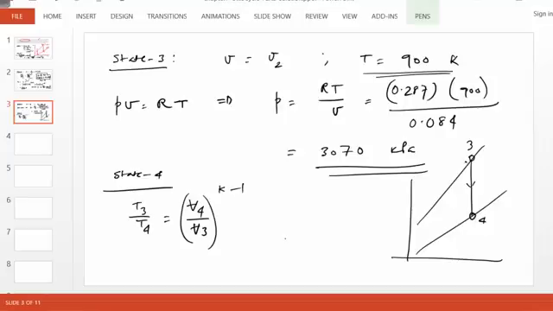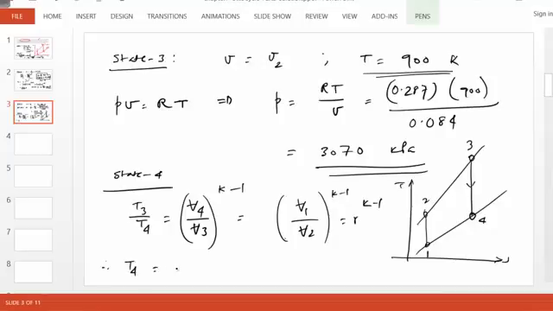And V4 over V3, notice this volume remains constant between state 1 and 4 and state 2 and 3. So V4 over V3 is the same as V1 over V2. And what is V1 over V2? This is the maximum volume divided by the minimum volume. That's R.